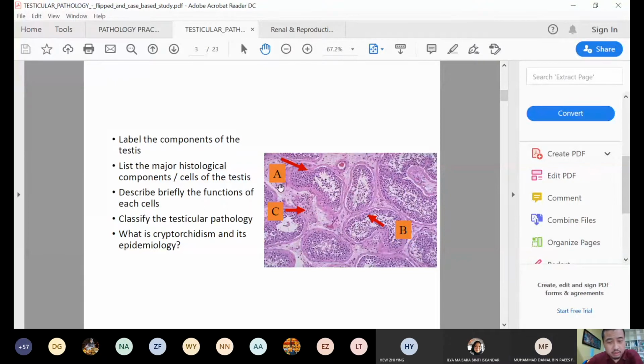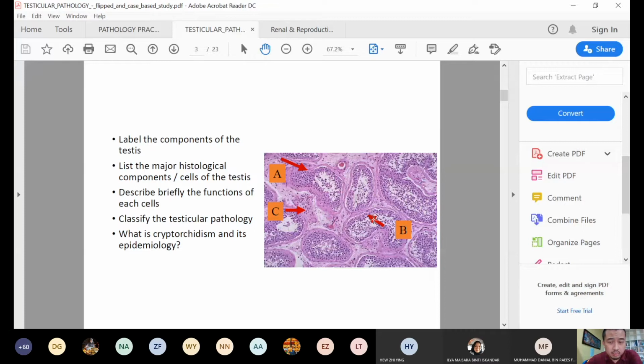Because you haven't had your testicular histology yet, these are the three main structures in the histology of the testes: the seminiferous tubules with the germ cells within the tubules, and the Sertoli cells. So the germ cells and the Sertoli cells are within the seminiferous tubules, and then you also have the Leydig cells. The Leydig cells produce testosterone. And these are the components of the tumors.